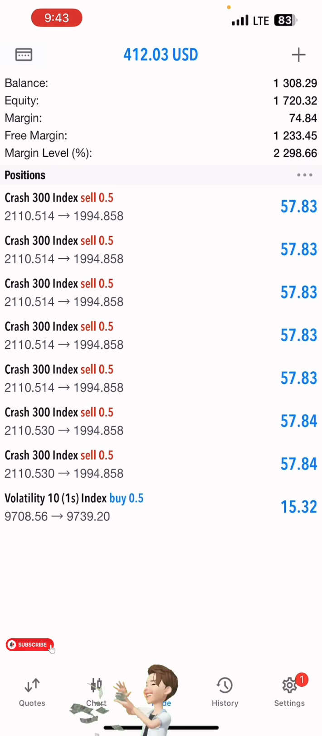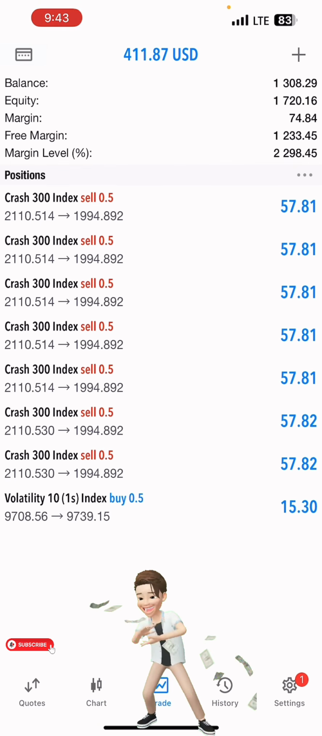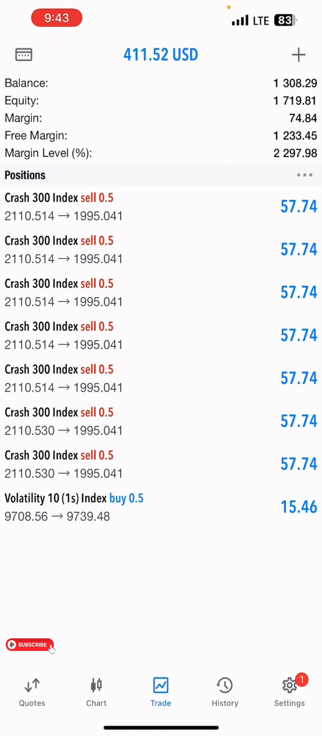I got into the trade yesterday, and I've been holding the sells to date. So I thought I'd make a video on this trade, and I also took a buy trade on the VIX 10 1s index, which I shared the buy setup on my public Telegram channel. So I'll be giving you guys a trade breakdown on these two trades.